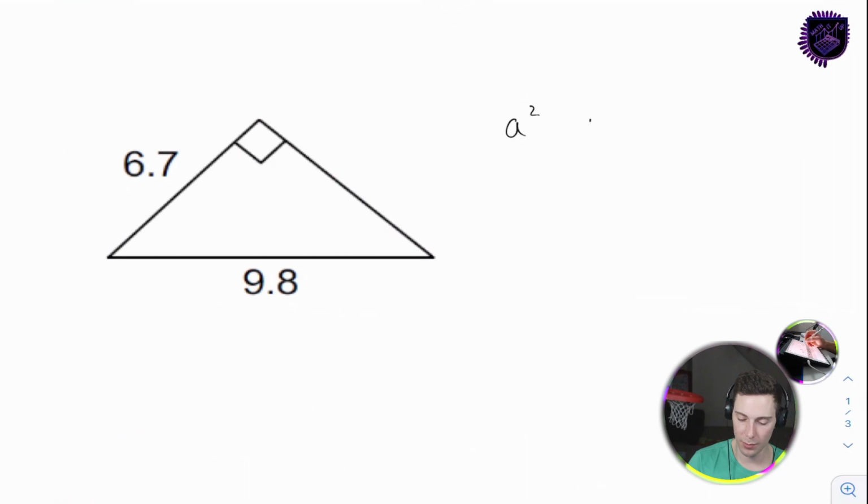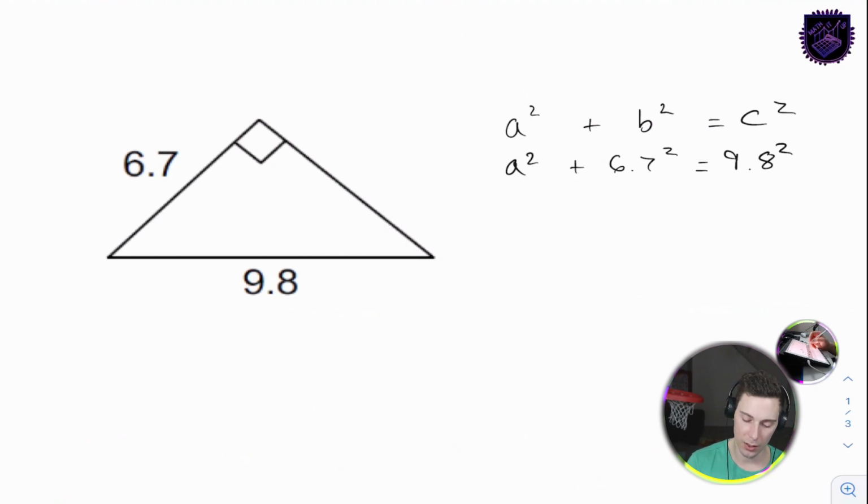A squared plus B squared is equal to C squared. That means we go A squared, we don't know, plus 6.7 squared is equal to 9.8 squared. So we will do that on the calculator because that's not something I want to do in my head or on paper.